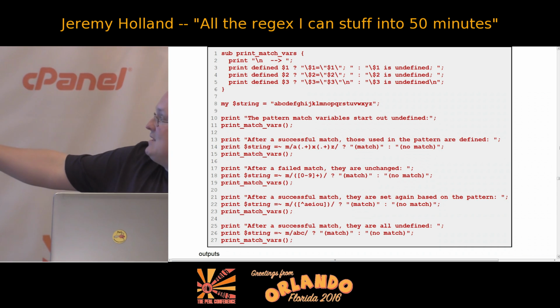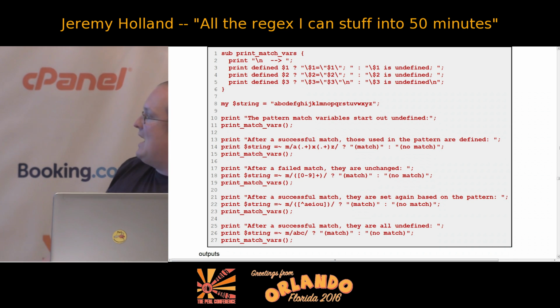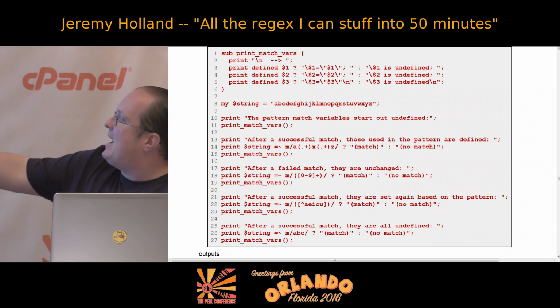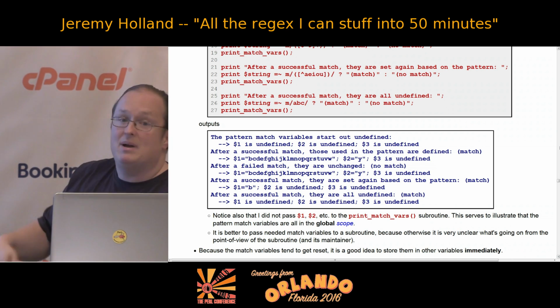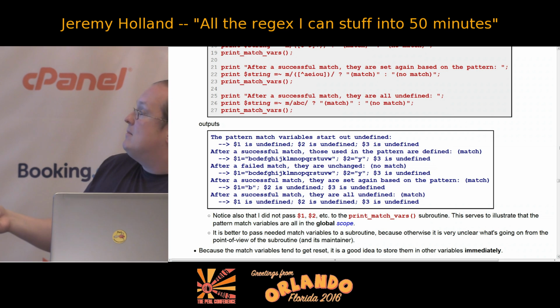And then I'm going to match against a pattern that doesn't match, and then I'll match against a pattern that does match and does some capturing, and then I'll match against a pattern that matches but does no capturing. And you'll see that they start out undefined. After this first successful match, they're defined, or most of them are defined. After the failed match, they're unchanged. After a successful match, they're reset based on the pattern. After a successful match with no capturing, they're all just cleared out.